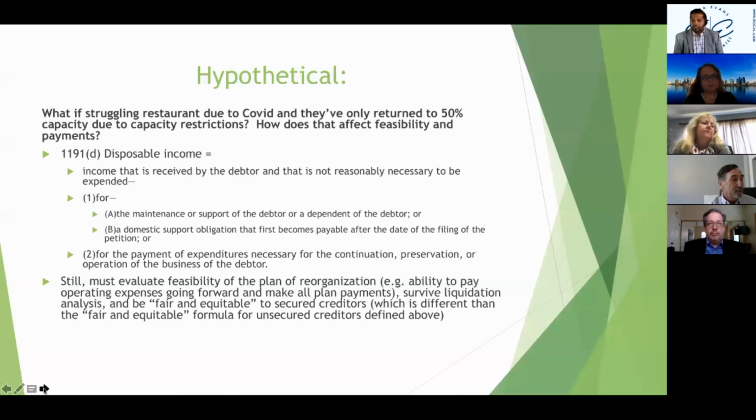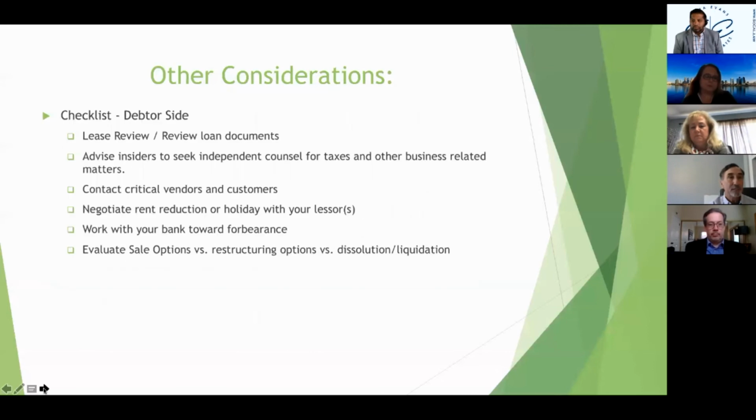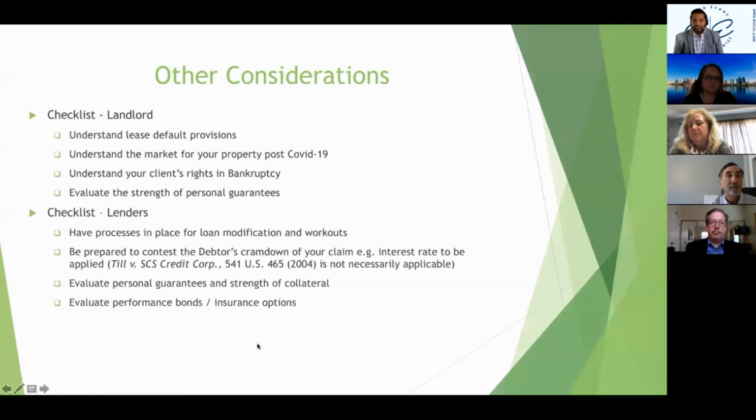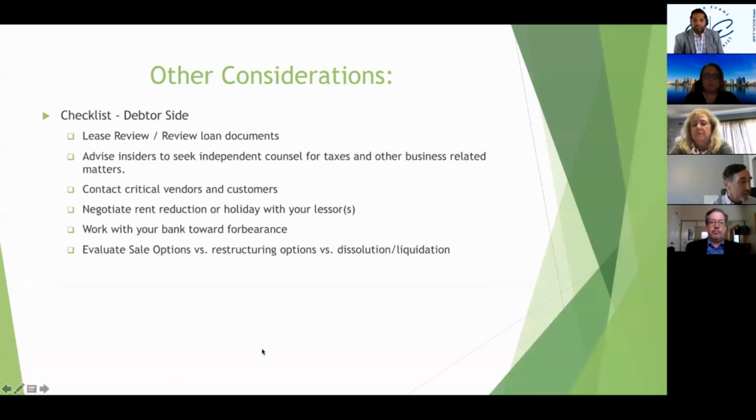If we wanted to then talk about, on the next slide, some final considerations: lease review and review of loan documents, something we were talking about before. You need to check to see what your default provisions are, any modifications. And did I miss a slide? No.